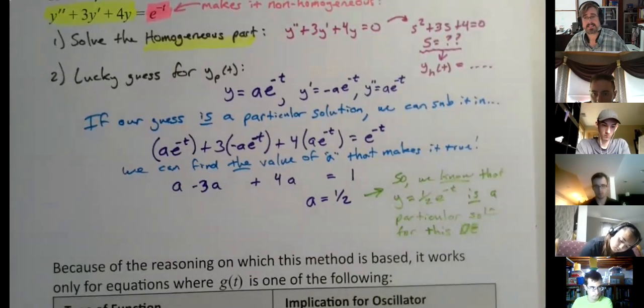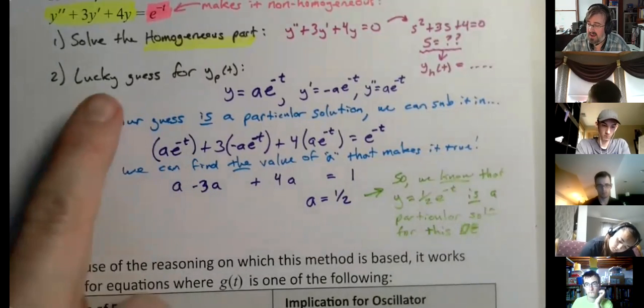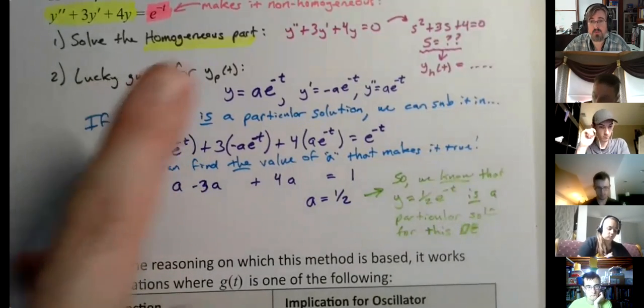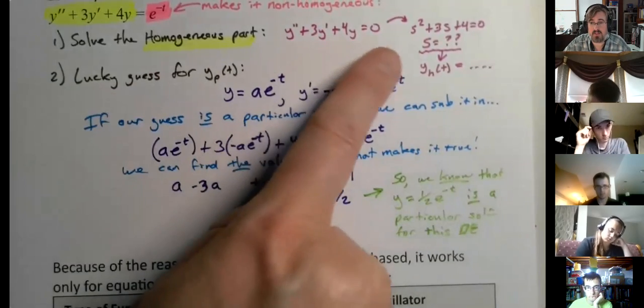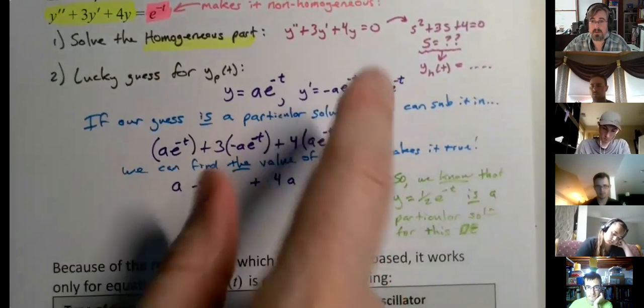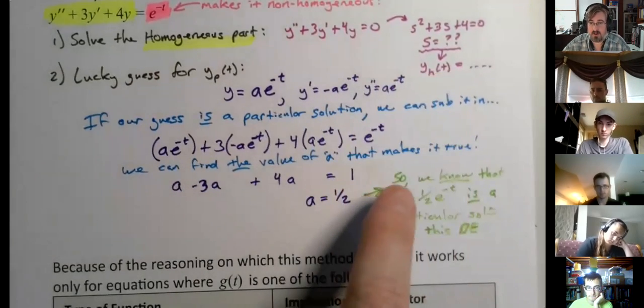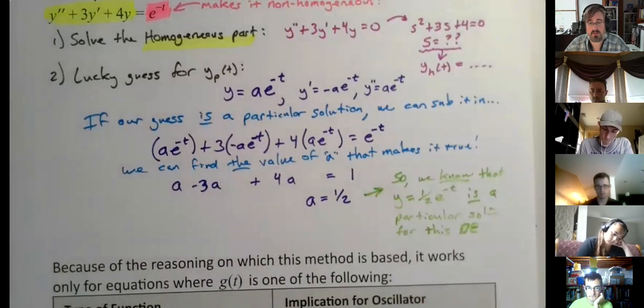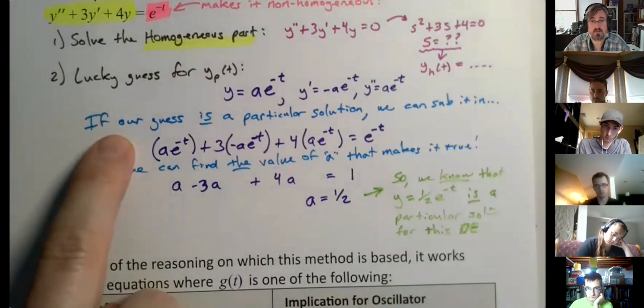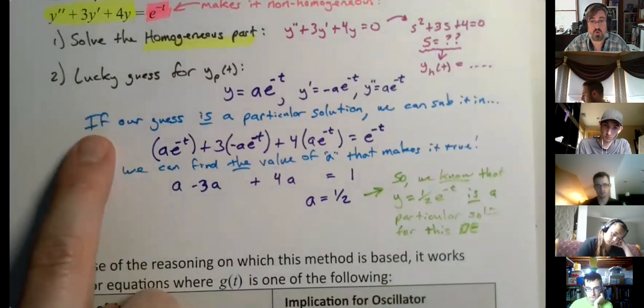So we have our lucky guess. If we knew what the solution up here was, if we knew y sub h, then we'd be able to put that together with this to get our general solution, right? We're going to see some examples where we do that in a minute, but I just wanted to show you an example of how the lucky guess works, how that step 2 works.